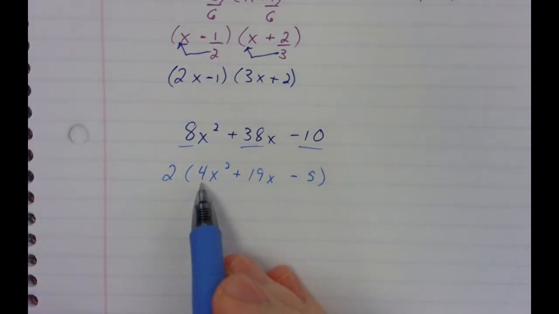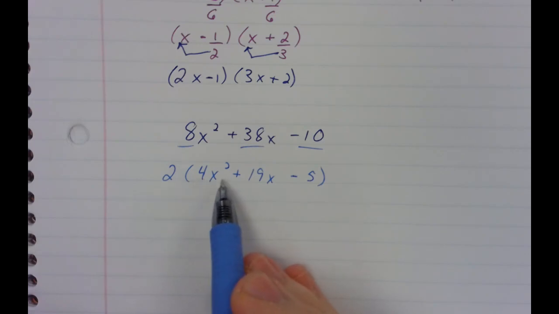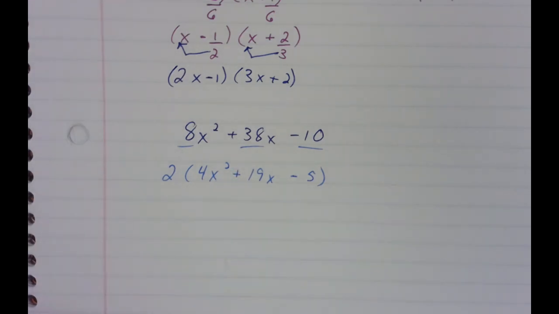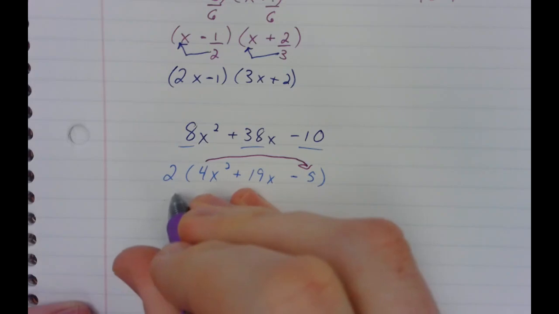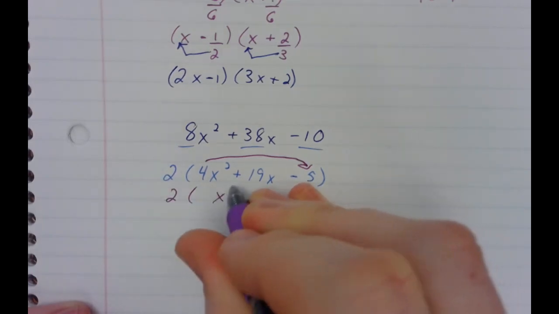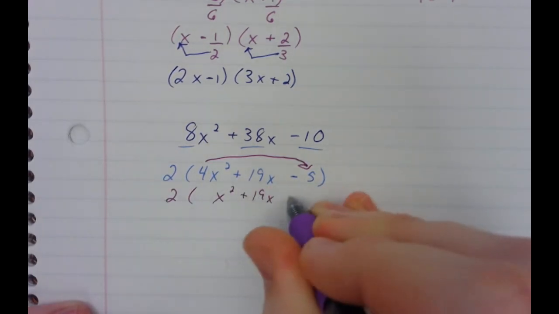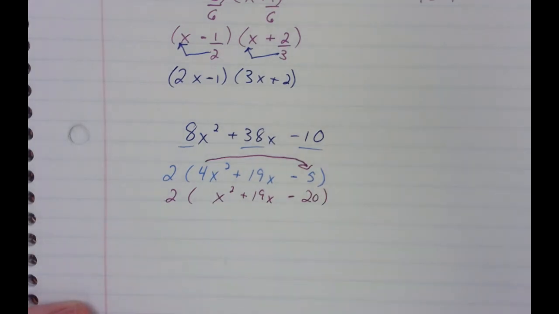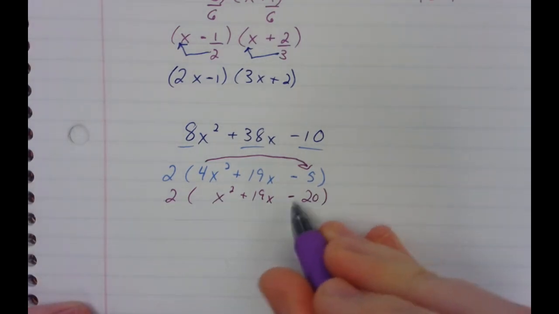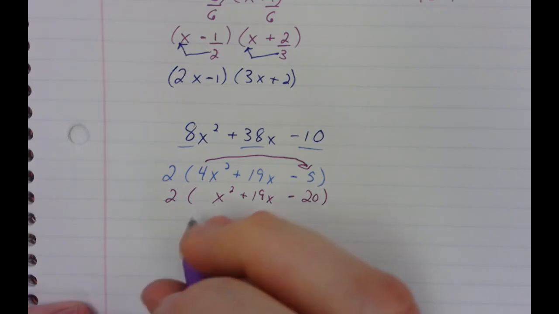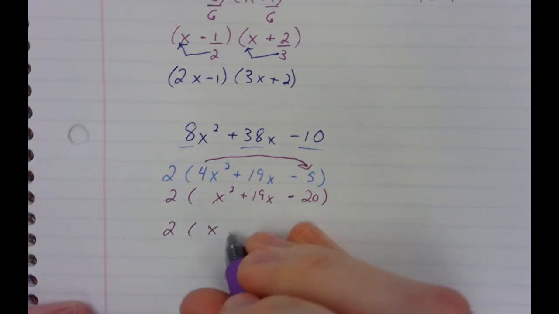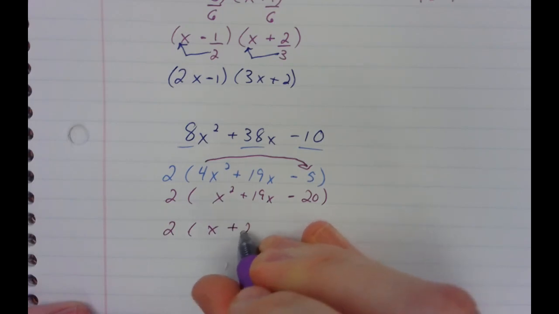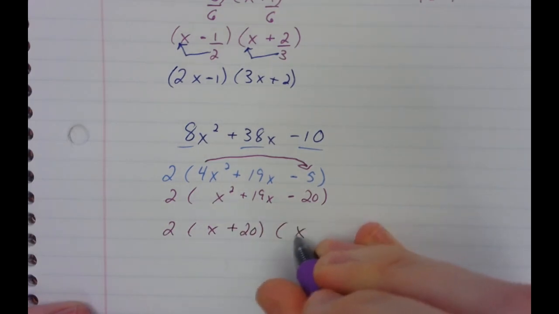Now when I look at my trinomial, I see that I've got a number in front of x squared, so I know this is a situation where I will have to jump the cow. So I'm going to bring the 4 over. This becomes x squared plus 19x minus 20. Now I'm going to milk the cow. Two numbers that multiply to give me negative 20, but add up to 19. Don't forget the 2. And this will become x plus 20, x minus 1.